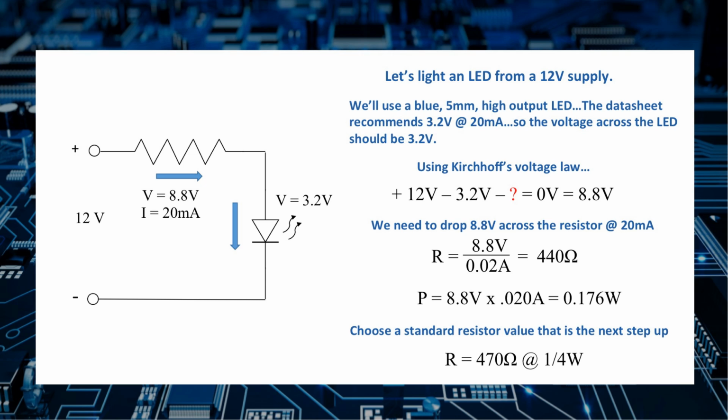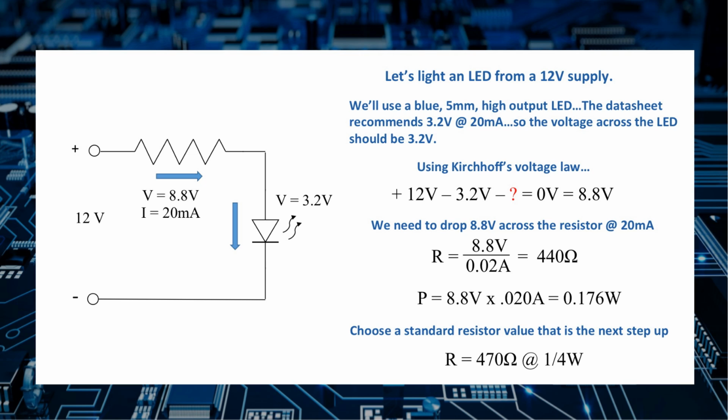Remember Kirchhoff's voltage law? 12 volts minus the 3.2 volts across the diode leaves us with 8.8 volts across the resistor. So we need to drop 8.8 volts across the resistor. So we need to select an appropriate resistor so that we end up with 8.8 volts and 20 milliamps of current flowing through it. So now we can apply Ohm's law. We take 8.8 volts and divide it by 0.02 amps, which is 20 milliamps, and we end up with 440 ohms.